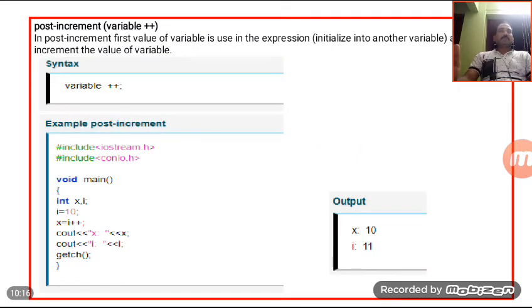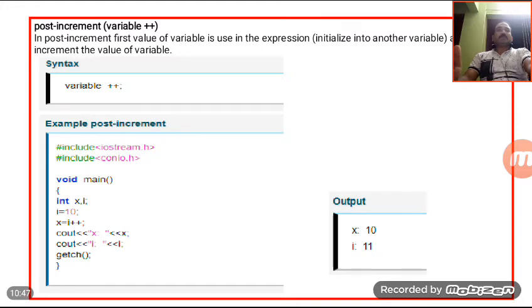In post-increment, first the value of variable is used in the expression that is initialized into another variable and then increment the value of variable. The general format is variable++. Now example shows use of post-increment operator and its result. In this program, first use the value of i in the expression, then increase the value of i by 1.